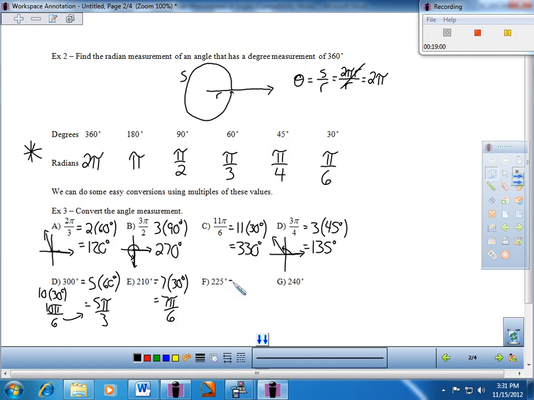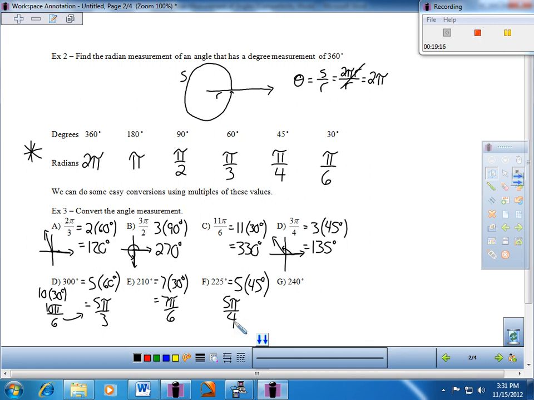225, this is a good one. It's tough to know the multiples of 45, but you'll see this time and time again. 225 happens to be 5 45s. So a multiple of 45 degrees, and if it's 5 45s, then everybody, it's 5 pi over 4. So 225 degrees is the angle that splits the third quadrant, and so you can envision 5 pi over 4 doing the same.